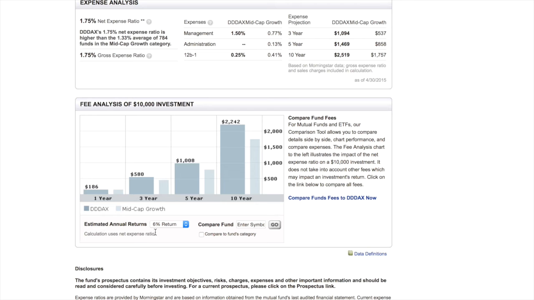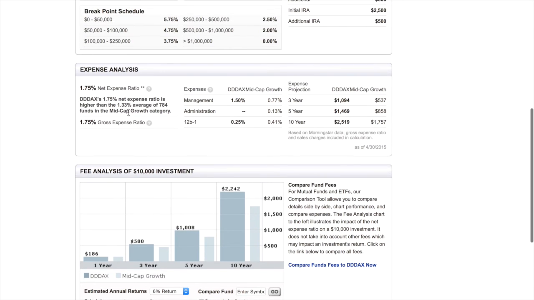You can put in your estimated annual returns. You can compare it to another fund. Say, hey, I want to know which fund is better, right? And you can compare the two to see how much it's going to cost over time. And as you can see, out of that 1.75, it's giving you the management fee, administrative fee, and a 12B1.